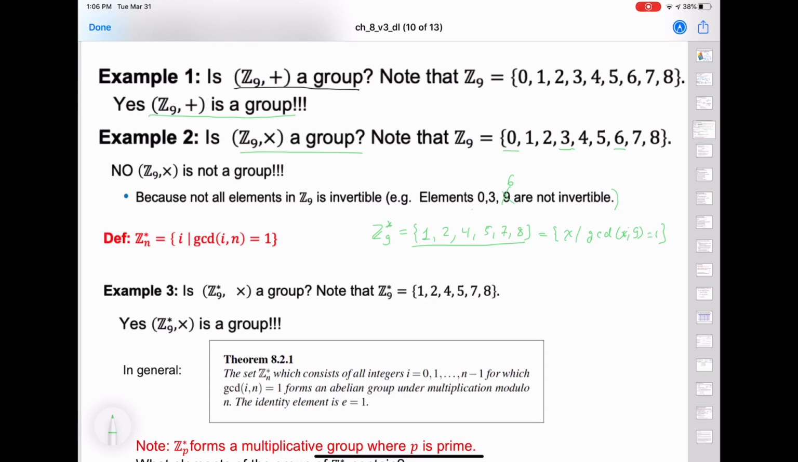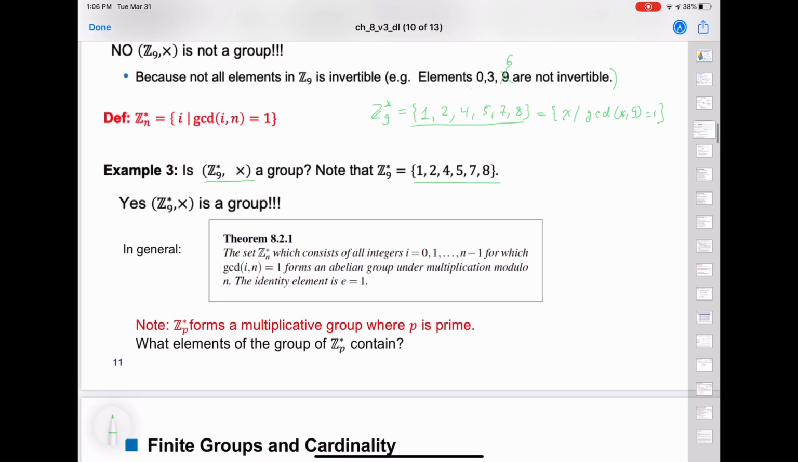Yes, in this condition, Z9 star is a group. Z9 star will be those elements. Then in that condition it will be a group. It satisfies all the conditions. It's not just a group, it's also an abelian group, or commutative group.